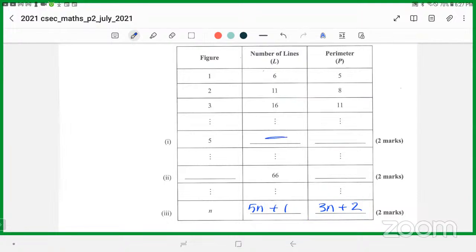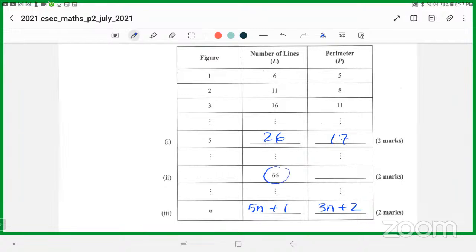To find the figure for here, I just need to drop the 5 into this formula. 5 times 5 is 25, plus 1 is 26. So this right here is 26. Drop this 5 into this formula. I get 3 times 5 is 15, and 2 more is 17. So right here is 17.